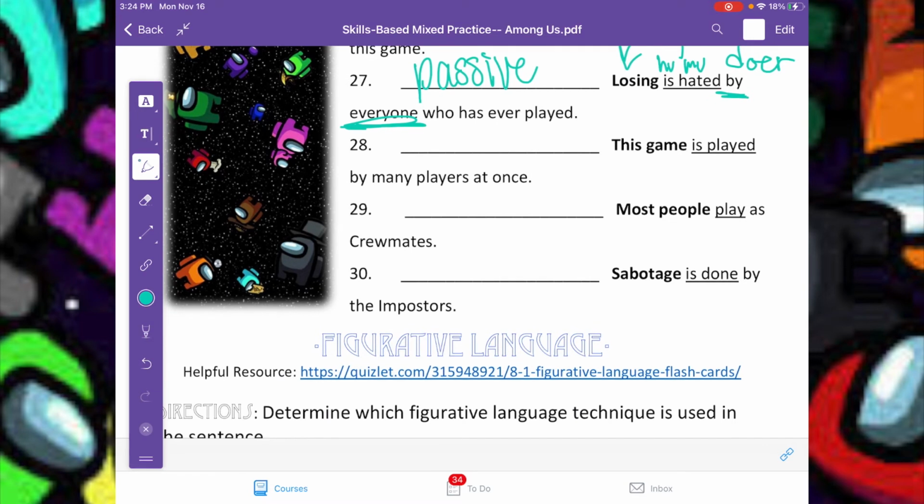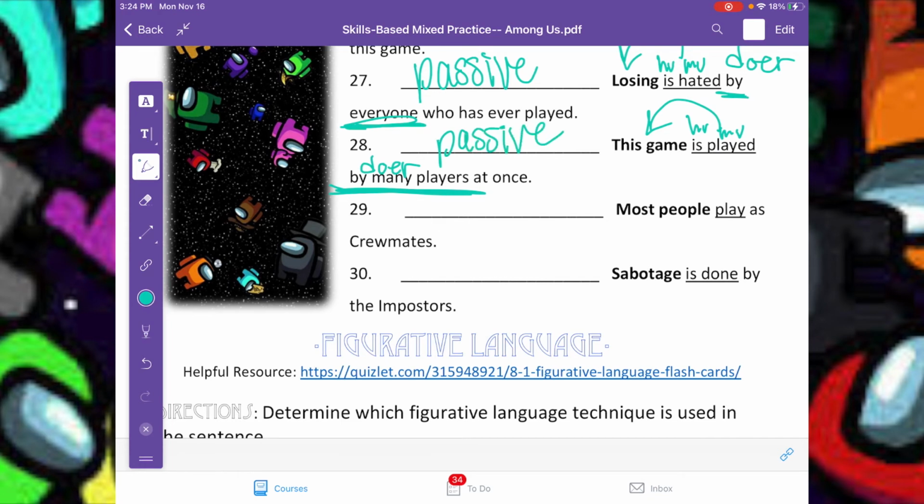28. This game is played by many players at once. Again, doer is after the verb. We have a helping verb. We have a main verb. The subject's receiving the action. Passive.